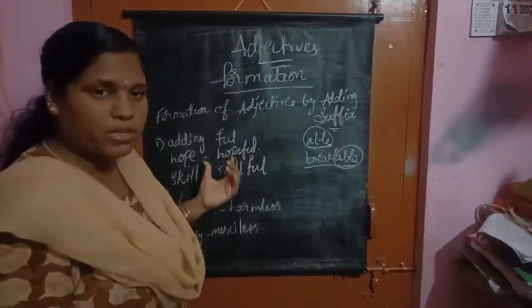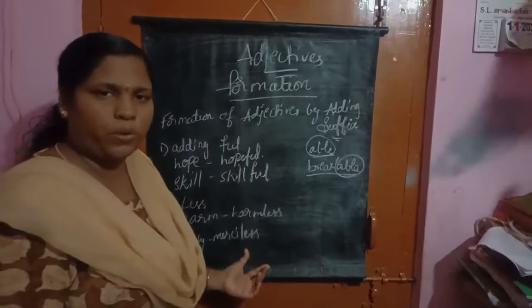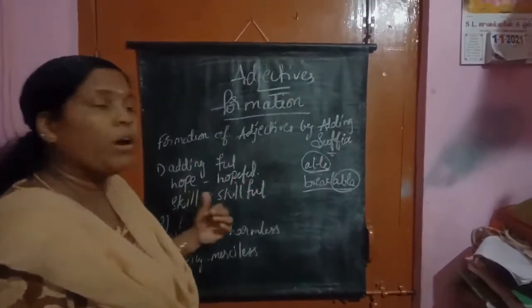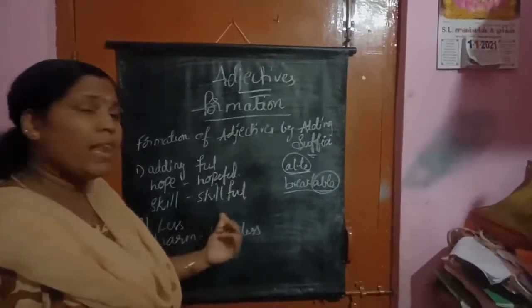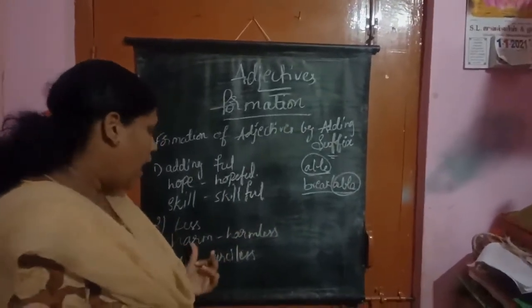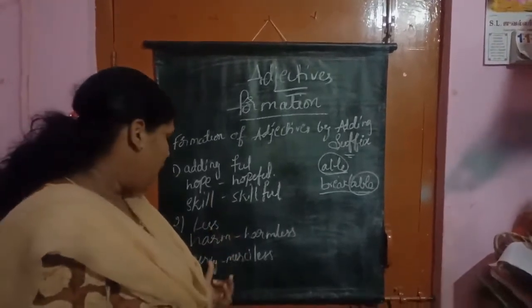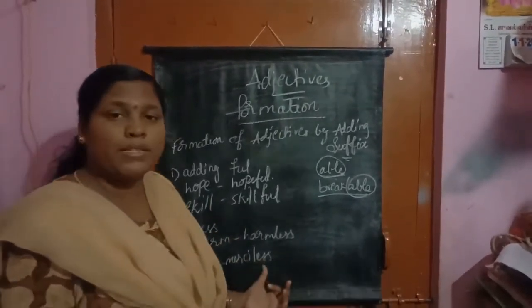Okay, children. Here adjectives are formed by adding suffixes to a noun or verb. Some examples I am showing you. See here, adding FUL: hope, hopeful, skill, skillful. Harm, harmless. Here we are adding LESS. Mercy, merciless.